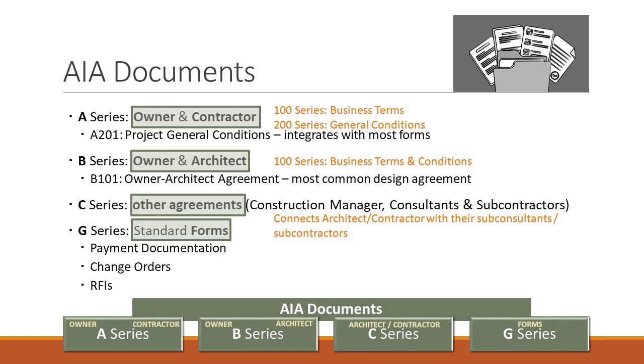And then the last series is what's called the G-Series. Those are your payment documentation, the actual forms that, when the contractor submits an invoice to you, it's called an application for payment. It's going to be on a document called the G701 or G702, and those forms will identify a bunch of information, like the name of the project, and it's going to have a whole bunch of lines.